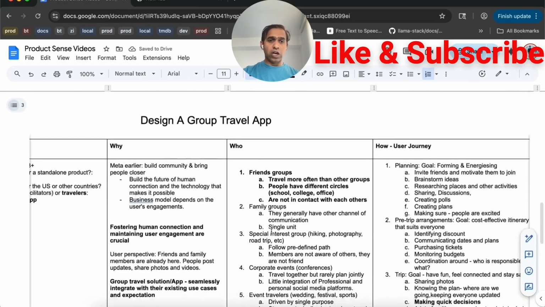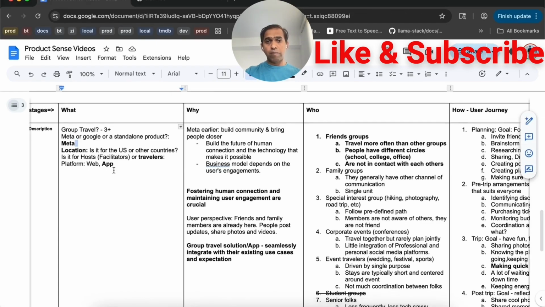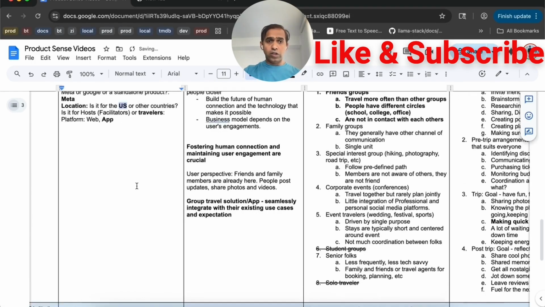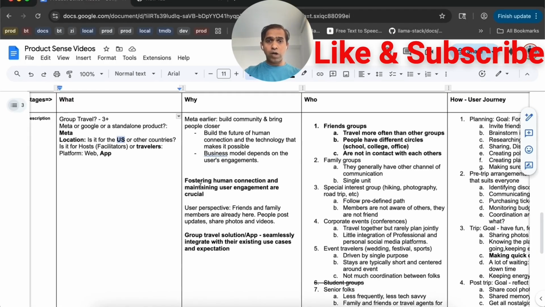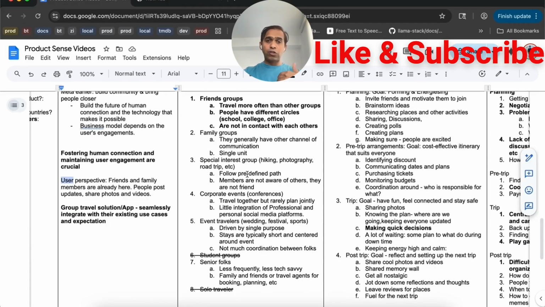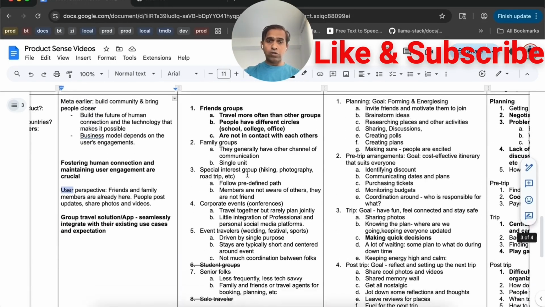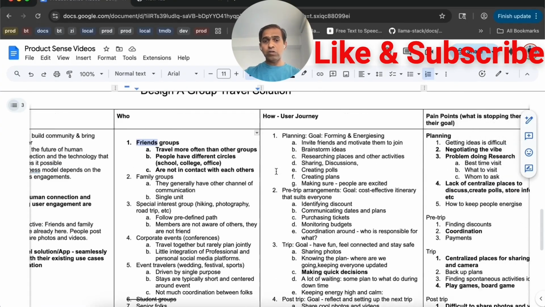You can see how we started. We understood what group travel means, which company, what location, and that it's for travelers, not for facilitators. Then we focused on the app part. Then we got into why Meta would like to build this and why users care for something like this. We went through multiple groups and prioritized based on market size, intensity of need, and frequency. We prioritized the friends group.